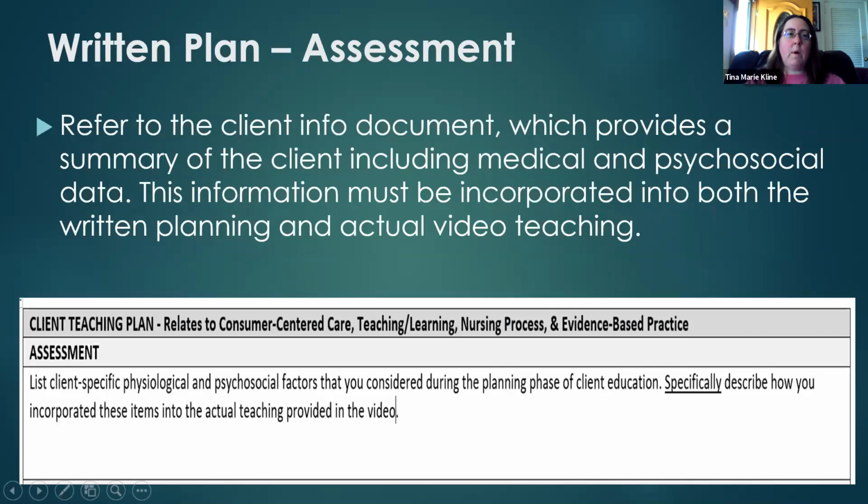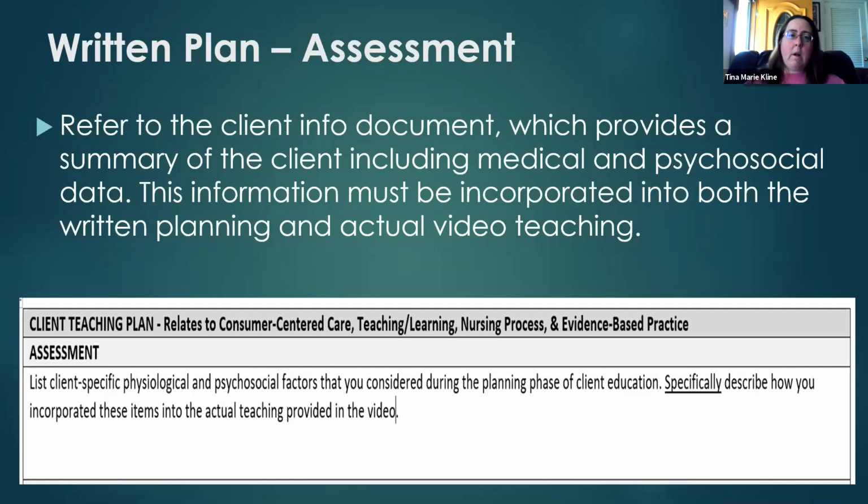So I'm going to start with the written piece first, and we'll go through that, and then we'll talk about the video. Because as you're doing this with your group, you really want to start with the written piece, because what you do on the written part helps guide your video. The very last part of the written plan, the evaluation piece, you cannot do until after you do your video because you have to evaluate the patient's performance in the video, okay? But we'll start with the written plan.